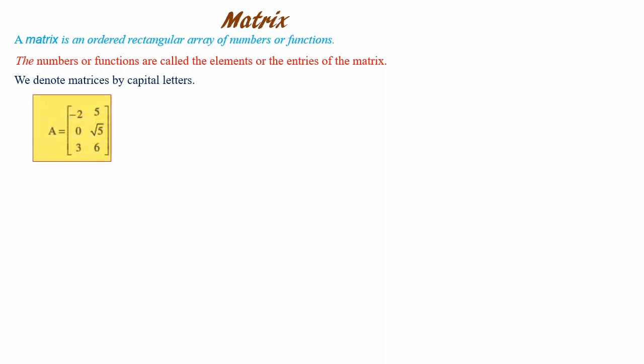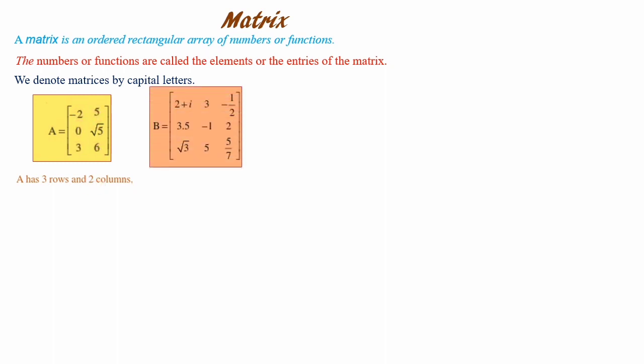Let's go with some examples. Here A is equal to, this is the capital letter we use for representing the matrix. A is equal to the matrix with entries -2, 5, 0, root 5, 3, 6. Here it has 3 rows, this is the first row, second row, third row, and 2 columns. This is the first column and this is the second column.